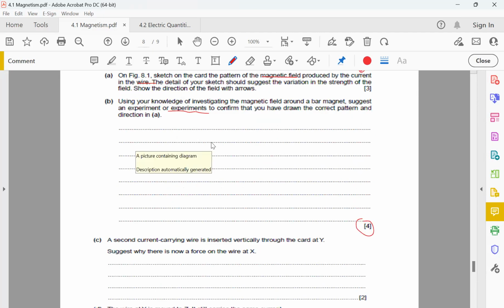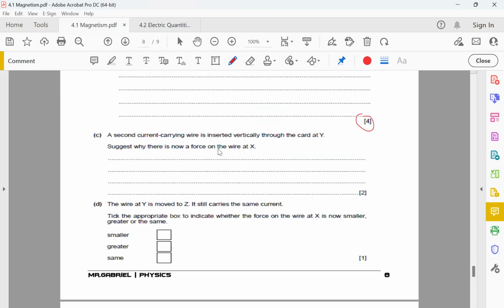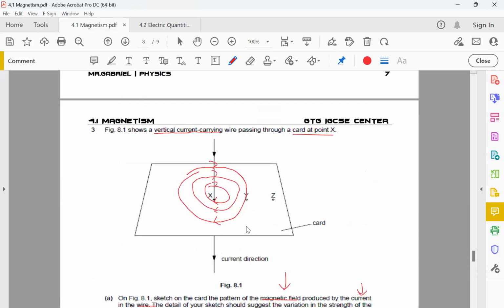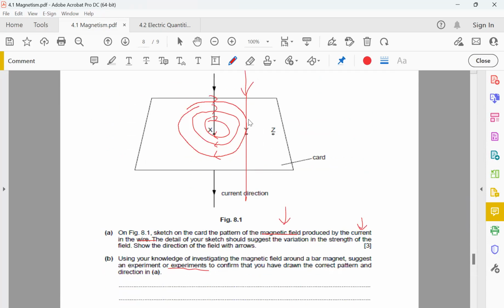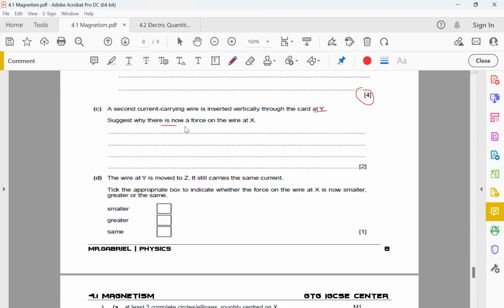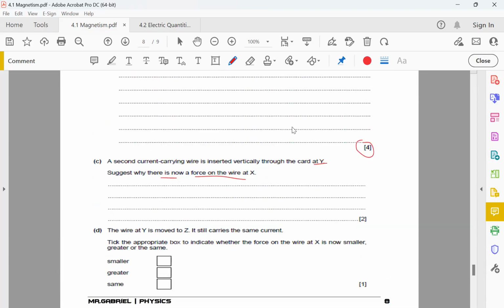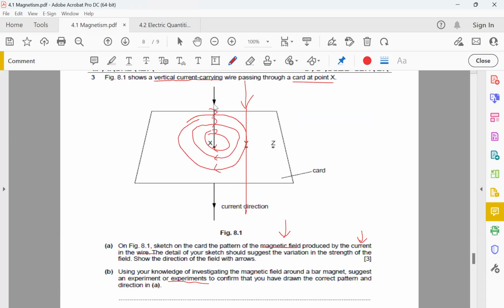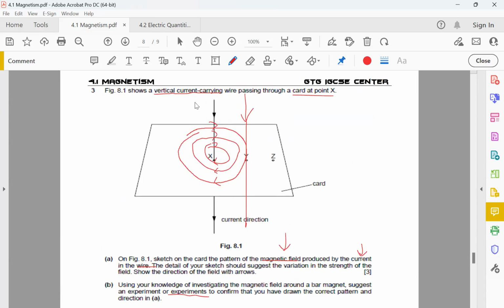Okay. And after that, this part here is where it gets interesting. It says that the second current carrying wire is inserted vertically through the cut at Y. Okay, so there's another wire. I don't know whether it's up or down. It doesn't really matter. It says inserted vertically to Y here, right? So just why now there is a force on the wire of X. Right now, why will there be a force on the wire? Either it will go this direction or it will go this direction here. Why do you think this is so?